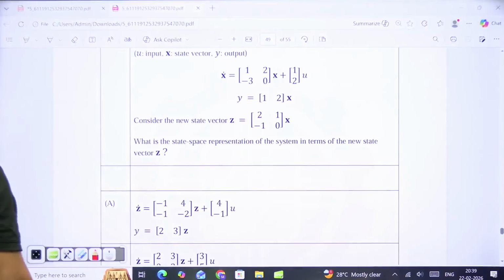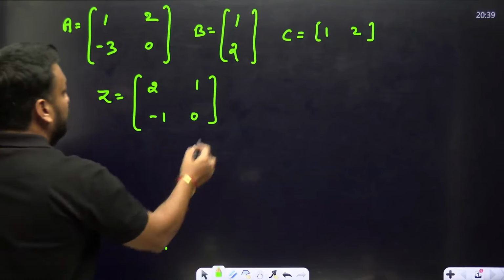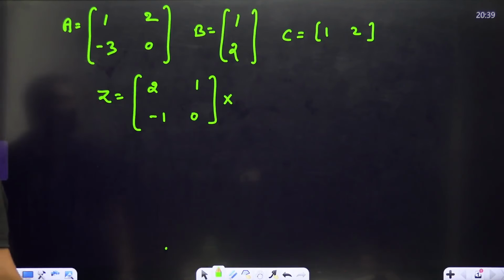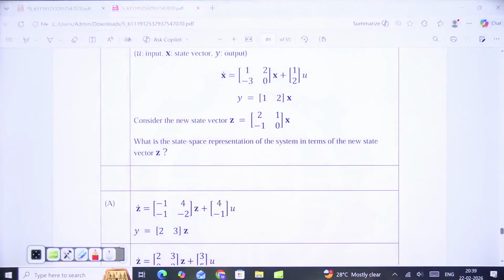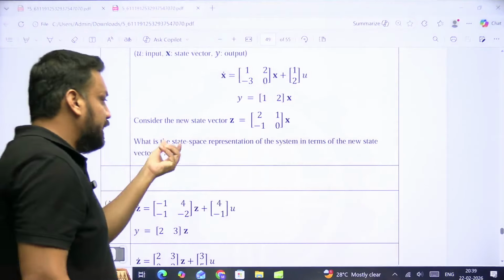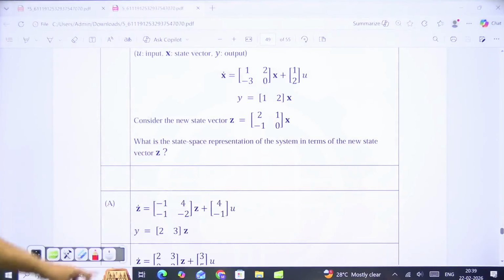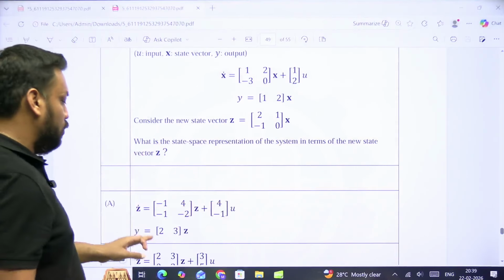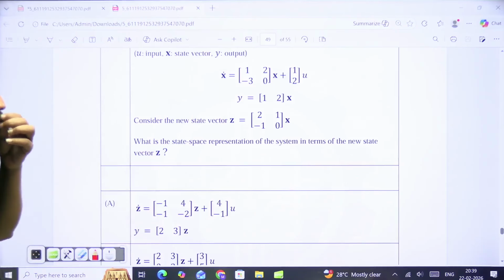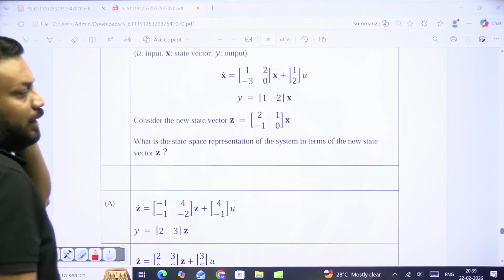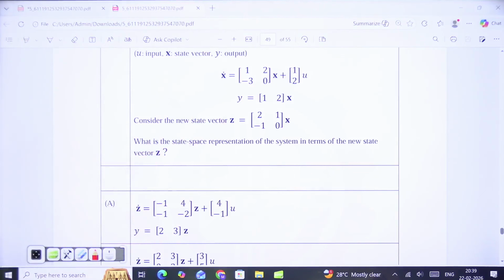We will check the data once more: 2, 1, minus 1, 0 x is given. Okay, sir. And the examiner is asking: what is the new state space representation of the system in terms of the new state vector z? So z dot equals Az plus Bu, and y equals Cz. Here it was x, and here you have to convert it to z. That's it.